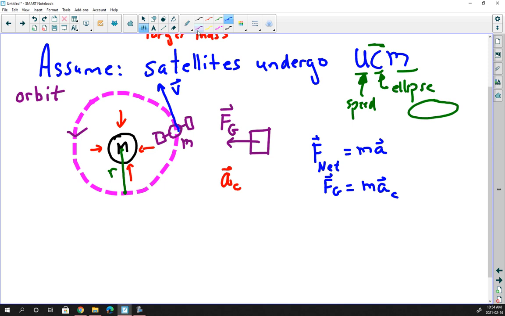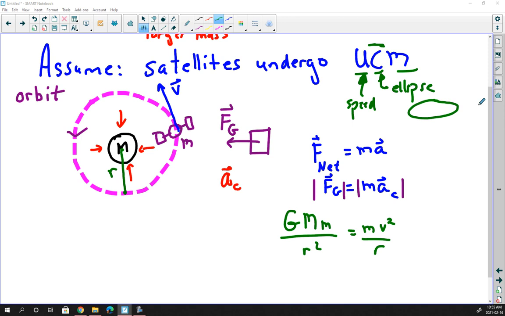So let's just worry about the magnitudes. So here we have G, big M for the mass of the object in the middle, star, planet, whatever, and little m, mass of the satellite, all over this r that we talked about, the radius of the orbit squared. And that's going to equal little m, the mass of the object undergoing the acceleration. And remember what the magnitude of centripetal acceleration is. It's v squared all over r.